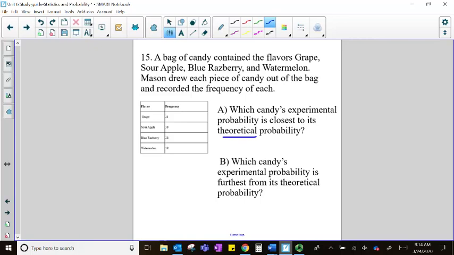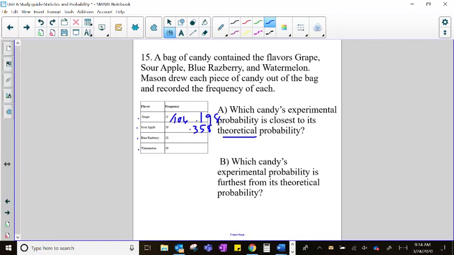Theoretically, what should happen is there are 4 flavors, so each one has a 1 in 4 chance of being chosen, which is 25%. So if you count these all up, there's 106, so 21 out of 106. I'm going to put it as a decimal because it's easier to compare decimals. 0.198. Sour apple, 0.358. 38 divided by 106. Blue raspberry is 28 divided by the 106 total they gave us.